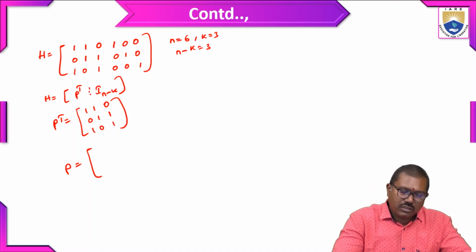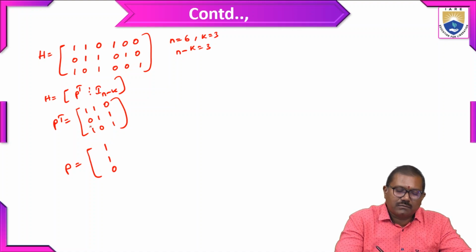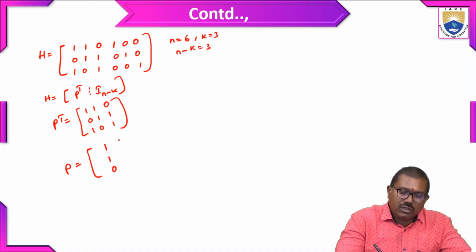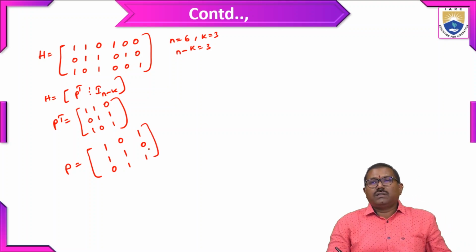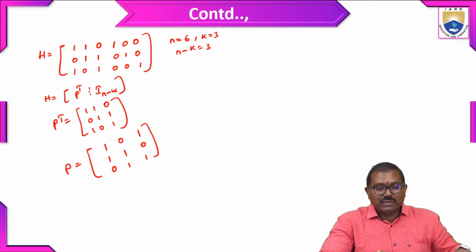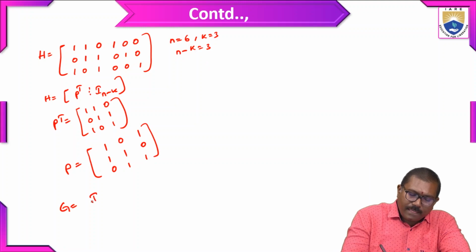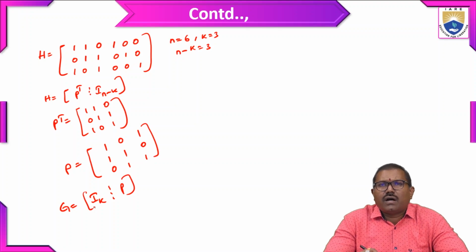What is the first row? 110. Now it is written as the first column. Second row 011, again it comes into the second column. Third row 101, now this is the third column. Now this is P. So what do they ask? Generator matrix. So G equals I_K augment P.